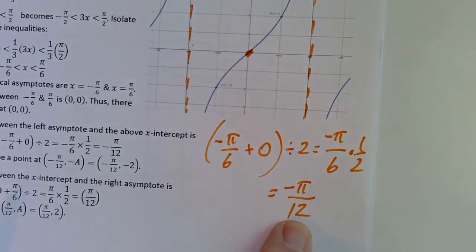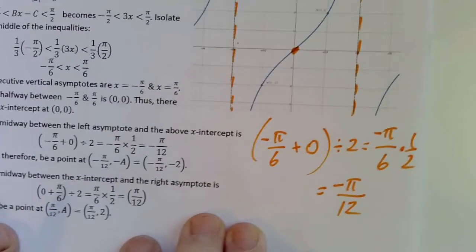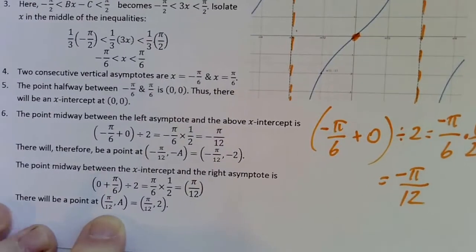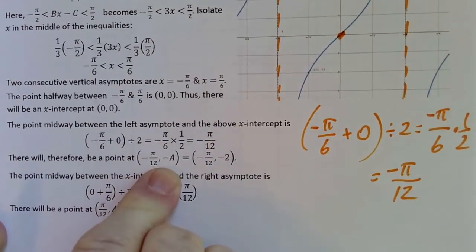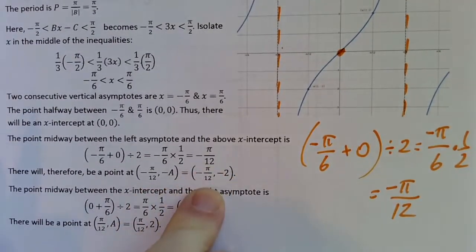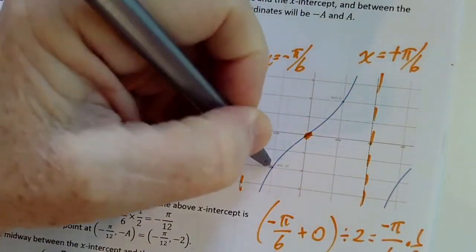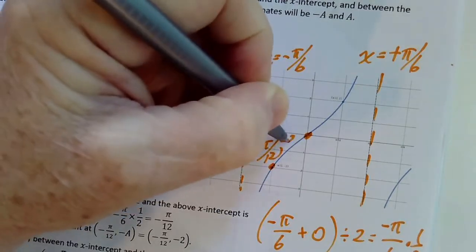So at the x value negative pi/12, we're going to get the y value negative a. Since a was 2, we'll get the point negative pi/12, negative 2.